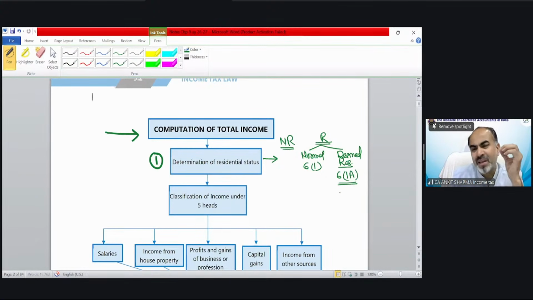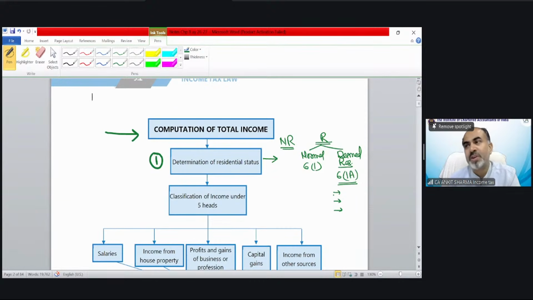Can you tell me the three basic conditions for becoming a deemed resident? There were three main conditions. If you fulfill these three conditions in case of an individual, you could be called a deemed resident. So can anyone tell me?